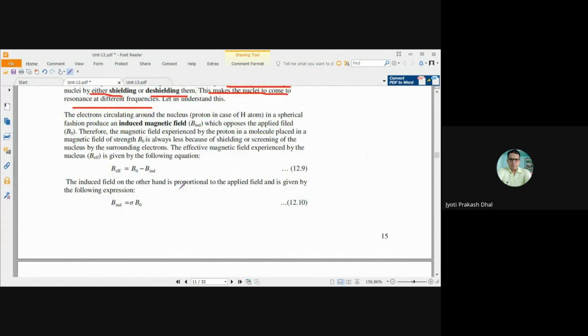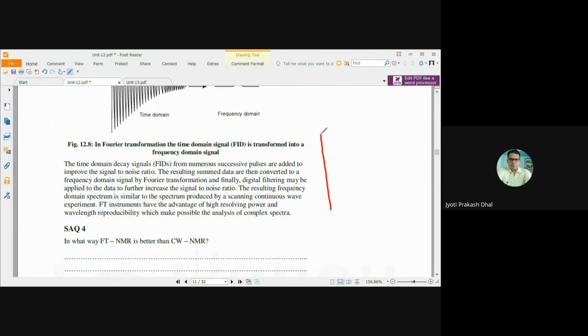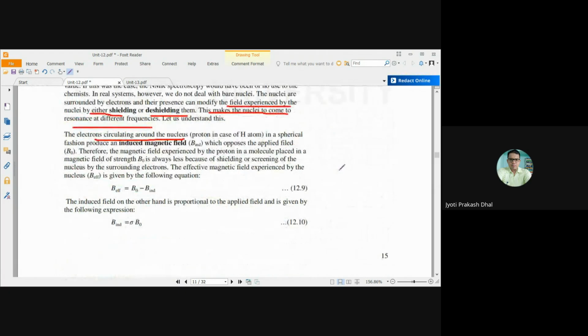To understand this, first we will discuss the induced magnetic field. All the theory in the previous sections that we have discussed is for bare nuclei. But in an actual case, in any type of nucleus, the nucleus is surrounded by electrons. So due to the presence of electrons, when an external magnetic field is applied, the electrons present around the nucleus will either shield or de-shield the nucleus.